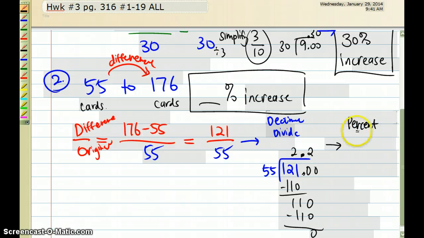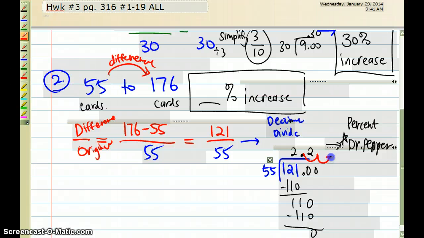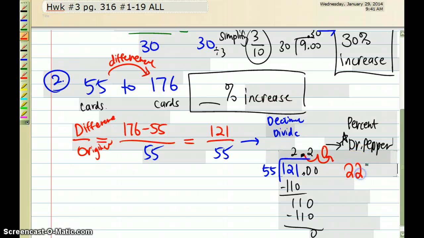When I change a decimal to percent, I do Dr. Pepper. So my decimal is going to move 2 times, 1, 2 to the right, because Dr. Pepper is to the right. Add a 0. I have now 220%. So I'm going to fill in my answer here. 220% of an increase happened.